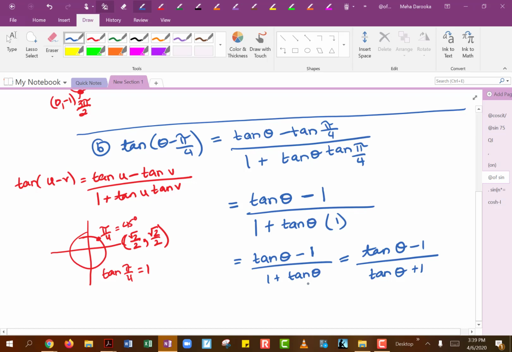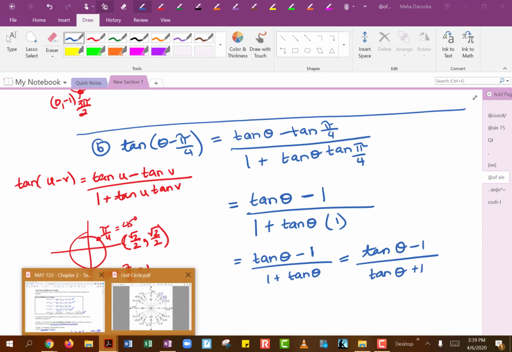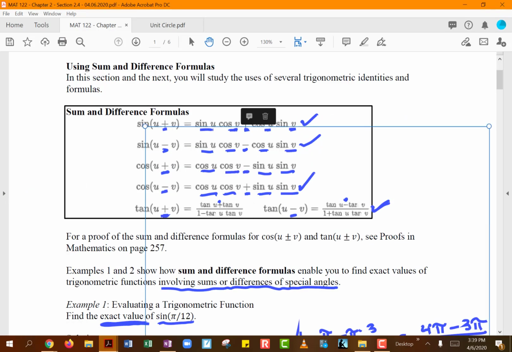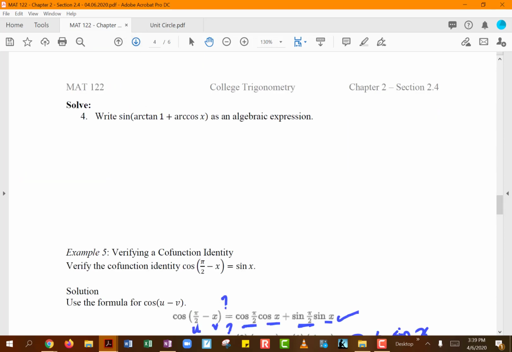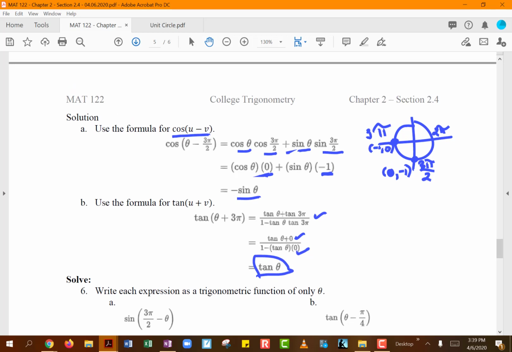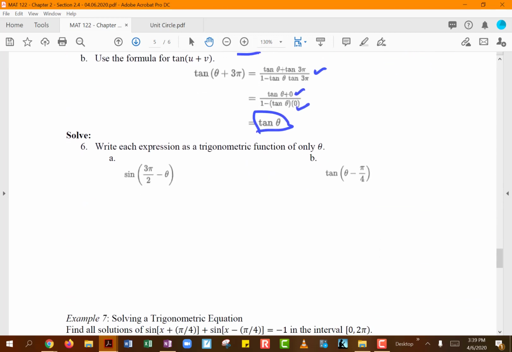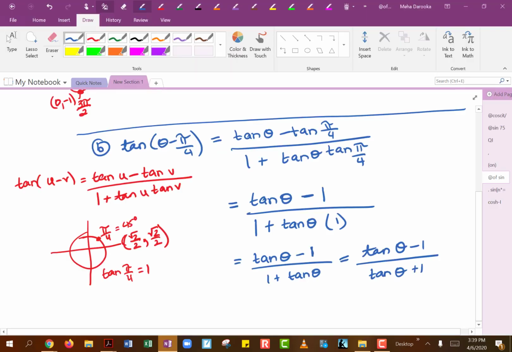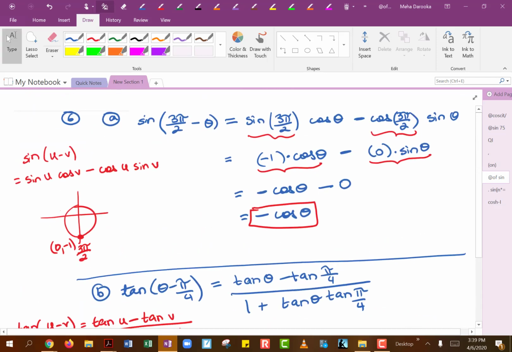Now you can't really do a whole lot at this point, because unlike the examples we did in example 6a and 6b, it really doesn't clean up into something. So for our problem number 6b, you are just going to leave it like this: tangent of theta minus 1 over tangent of theta plus 1. Okay, that's going to be our answer for 6b.